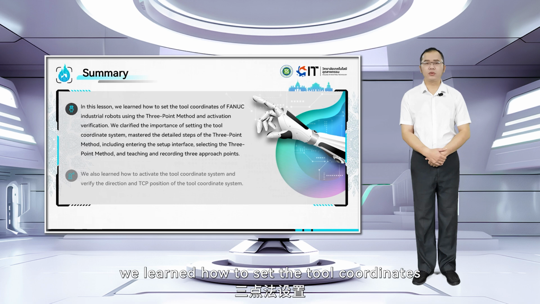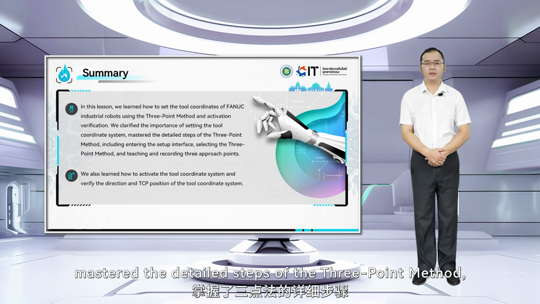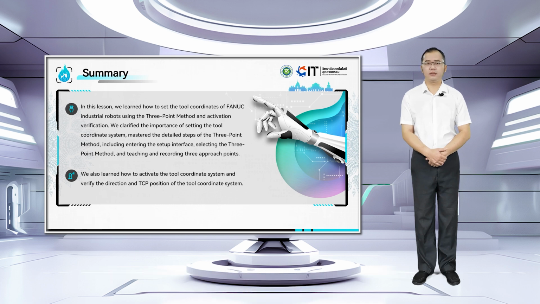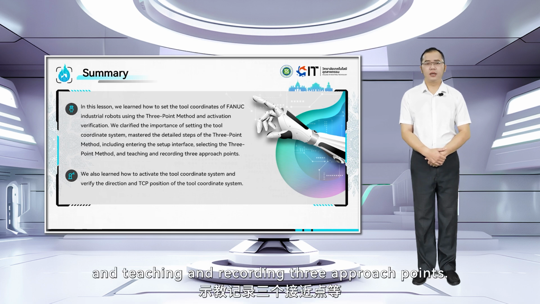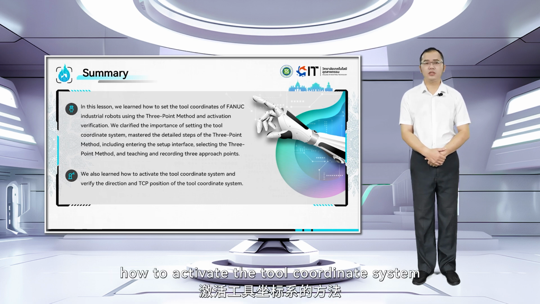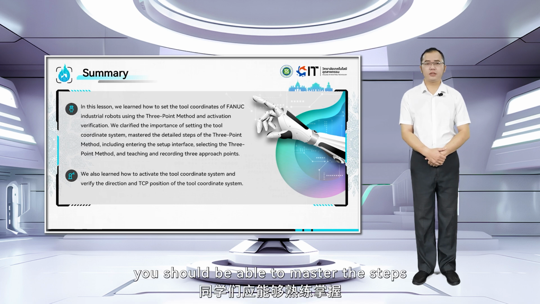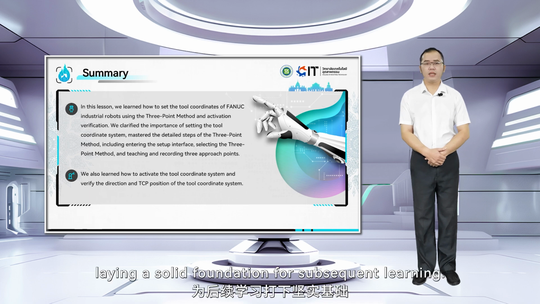In this lesson, we learned how to set the tool coordinates of FANUC industrial robots using the 3-point method and activation verification. We clarified the importance of setting the tool coordinate system, mastered the detailed steps of the 3-point method, including entering the setup interface, selecting the 3-point method, and teaching and recording 3 approach points. We also learned how to activate the tool coordinate system and verify the direction and TCP position of the tool coordinate system. Through this lesson, you should be able to master the steps for setting tool coordinates using the 3-point method, laying a solid foundation for subsequent learning.